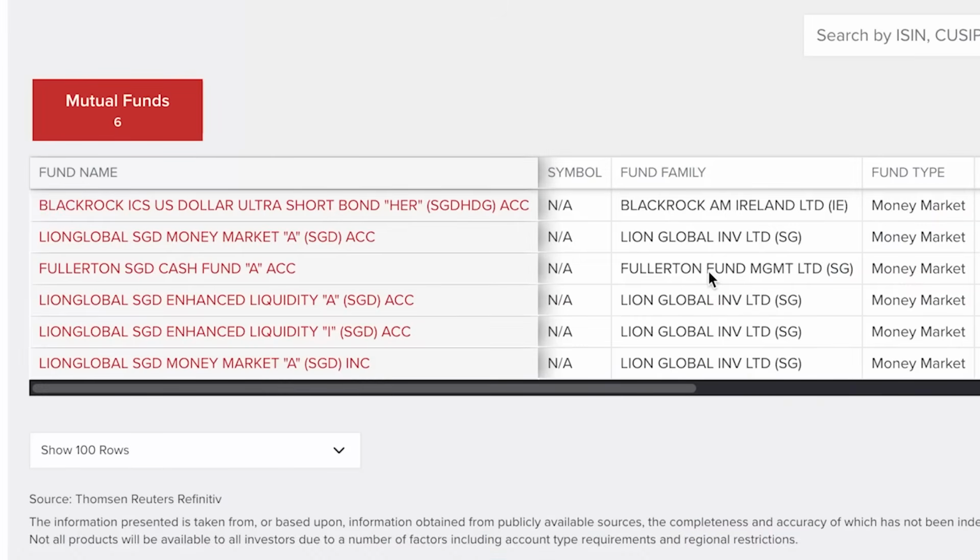Okay, first up, here are the SGD money market funds that are currently available on IBKR. There are two share classes for the LionGlobal SGD Money Market Fund: Class A accumulating, which accumulates dividends back into the fund, and Class A income, which pays out the income regularly. In addition, there's the Fullerton SGD Cash Fund Class A, the LionGlobal SGD Enhanced Liquidity Fund Class A, as well as Class I, which is meant for institutional investors. Most of these funds are already available on popular low-cost brokers like Moomoo, Tiger Brokers, and Longbridge. And now IBKR has finally added them as well.